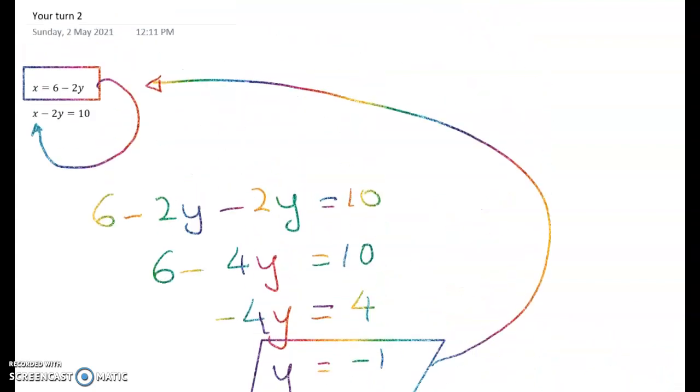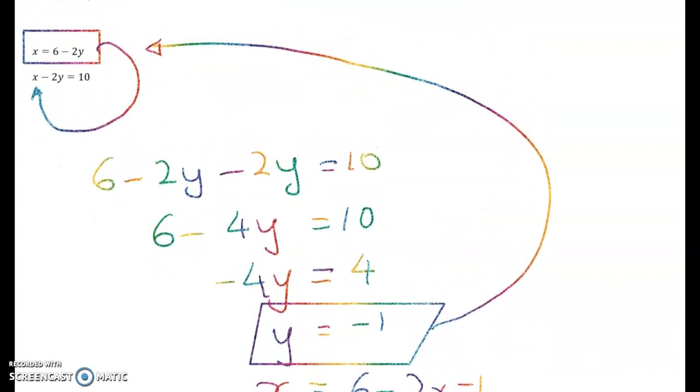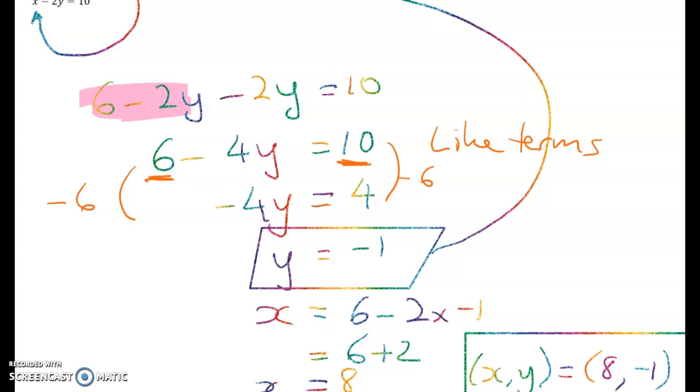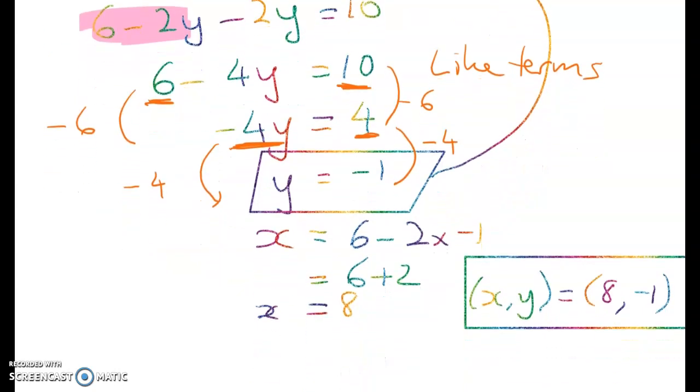I just want to quickly go over the steps I did in here, because I did it quite quickly. The first step here is just my substitution step. Then here, what am I doing in that next line? I'm doing like terms. This time I'm subtracting 6 from both sides. And here I'm dividing both sides by -4. Okay, and lastly I'm taking my y and I'm substituting it back to get x.